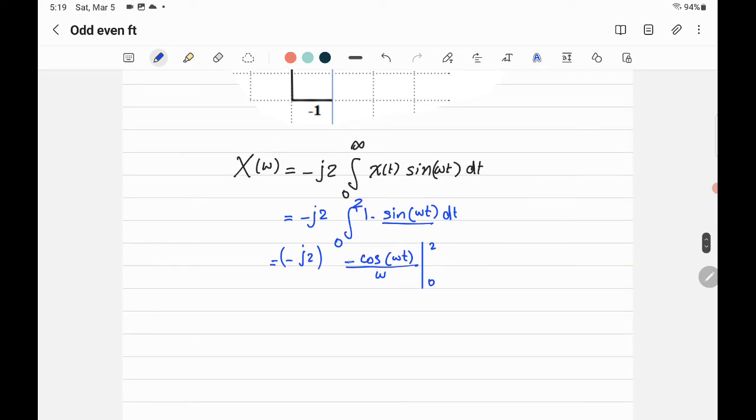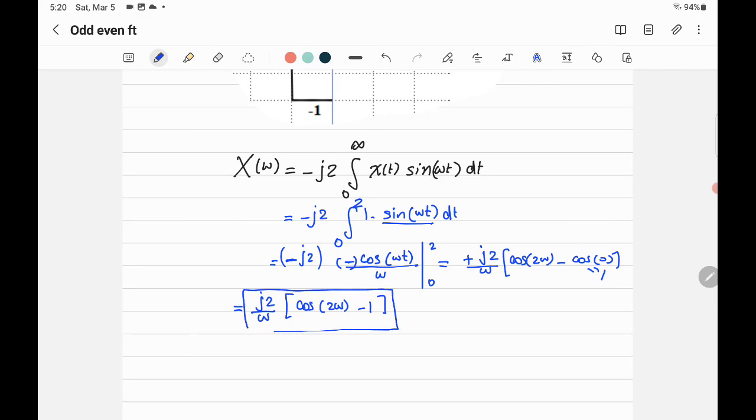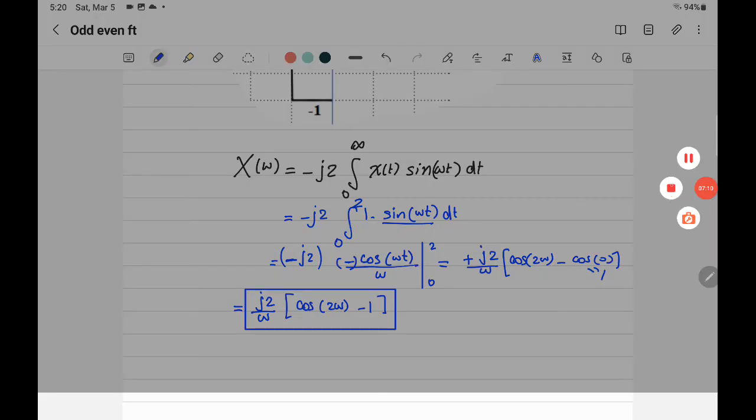You have the negative sign here with the negative sign there, so it becomes positive, j2 divided by omega, and you have cosine, substituting t equal to 2: cosine 2 omega minus cosine 0. Cosine 0 is equal to 1, so you can write the answer as j2 divided by omega times cosine 2 omega minus 1. So that will be the answer. Okay. Thank you for your attention, and I will go to another problem.